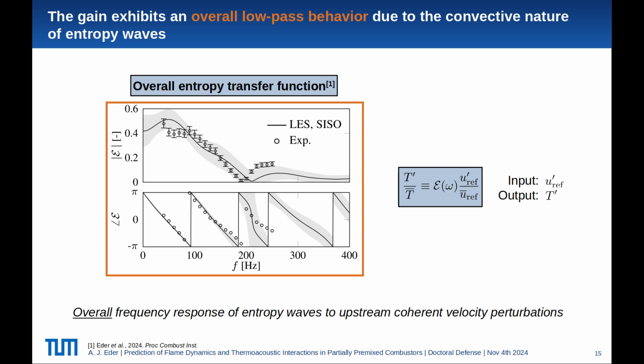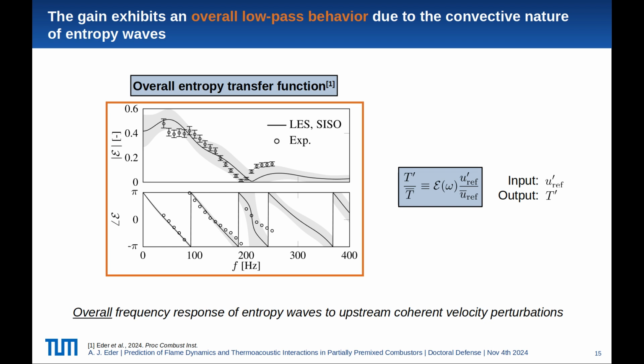So what we see here is at the top the gain and at the bottom the phase of this entropy transfer function. The solid line is the result from the simulation, and the dots are the experiments. So what we can see in the gain graph is that it exhibits an overall low-pass behavior due to the convective nature of entropy waves, and it decays towards zero gain after a local minimum.